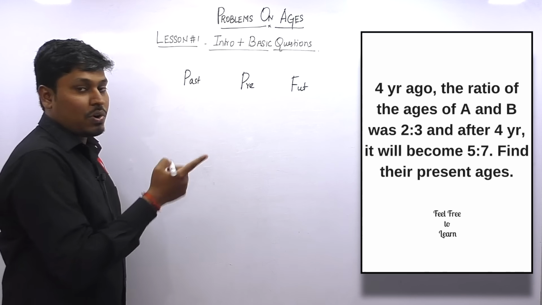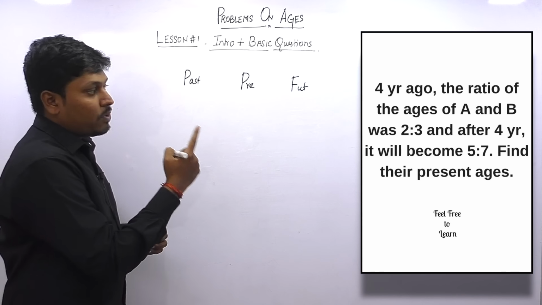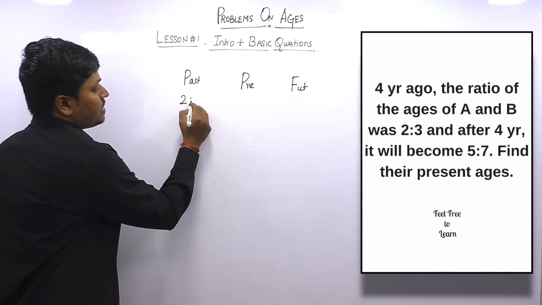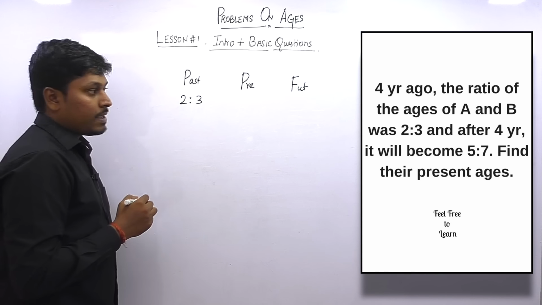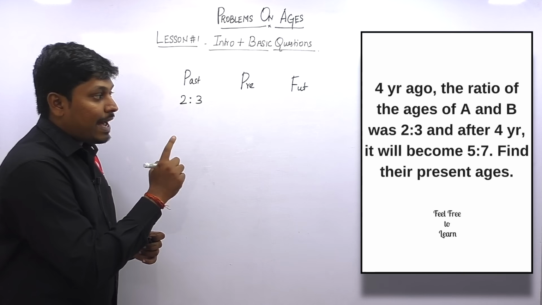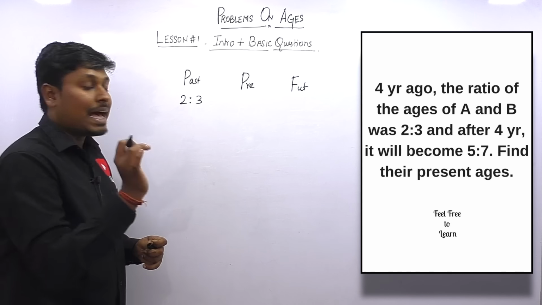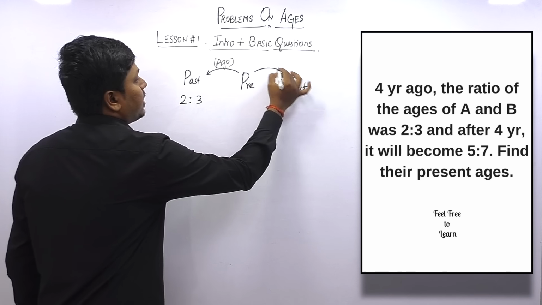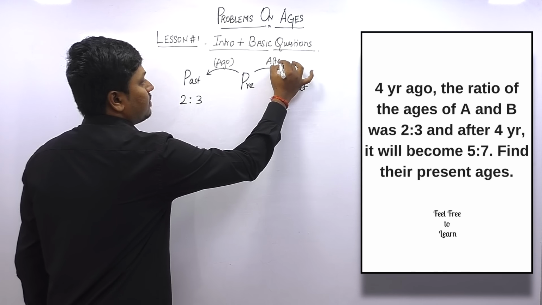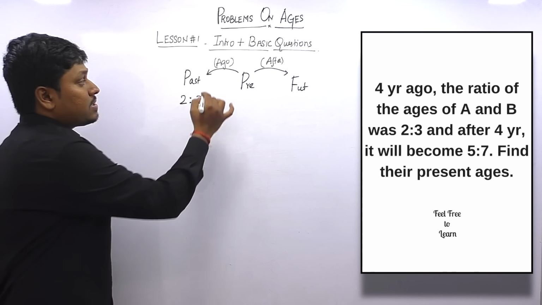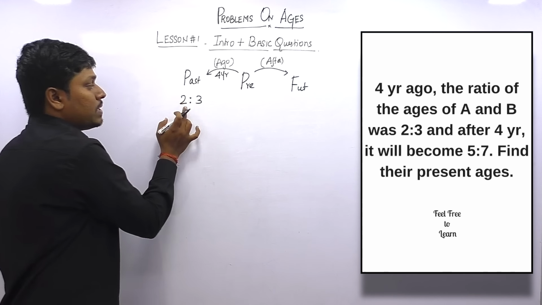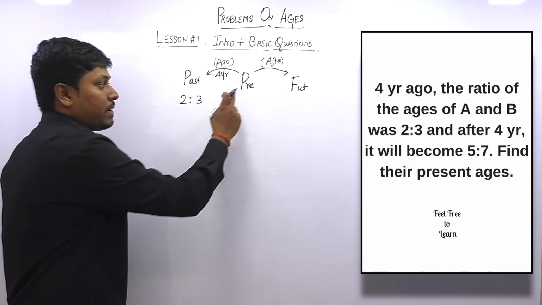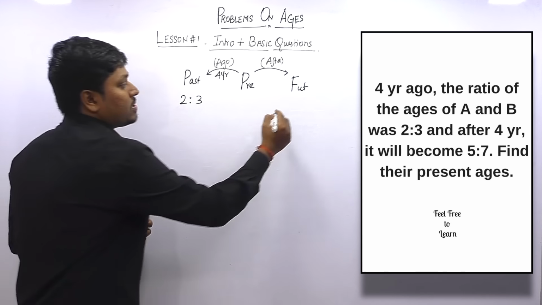So listen carefully. 4 years ago, the word ago determines the past. So 4 years in the past, the ratio of the ages of A and B is 2:3. So the past age ratio is given, that is 2:3. Listen to the next words carefully: and after 4 years. The word after determines the future. So 4 years ago the past ratio is 2:3, and after 4 years from the present, the ratio is 5:7.